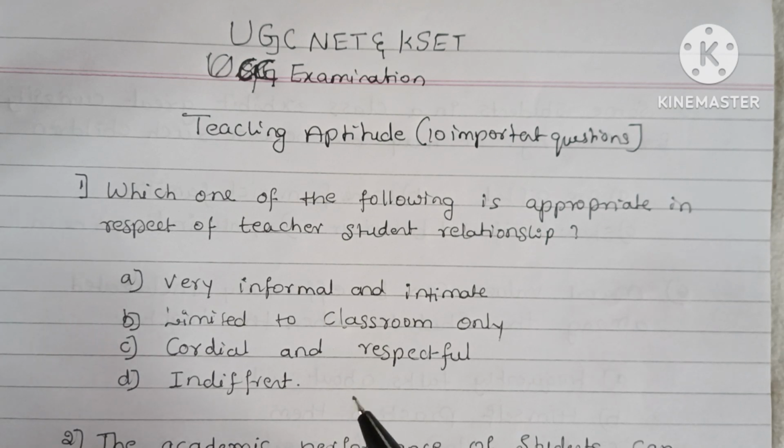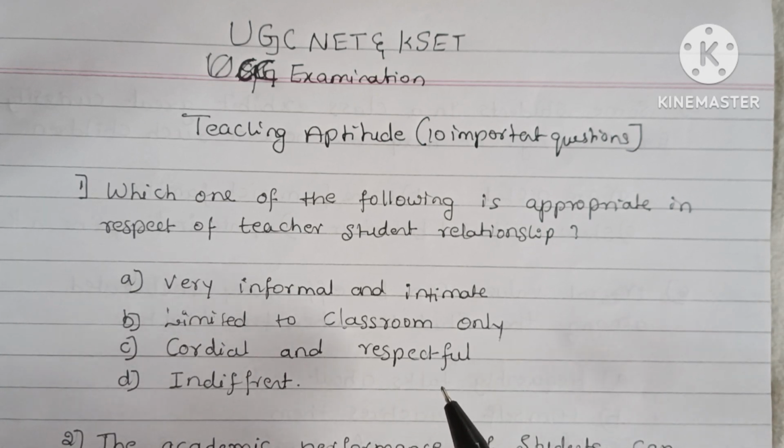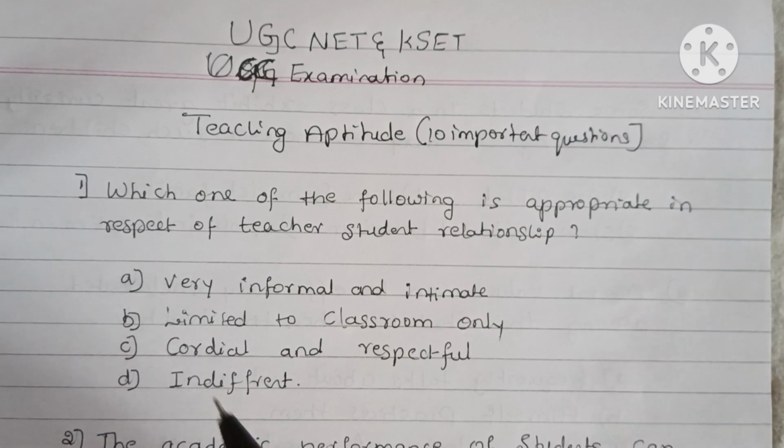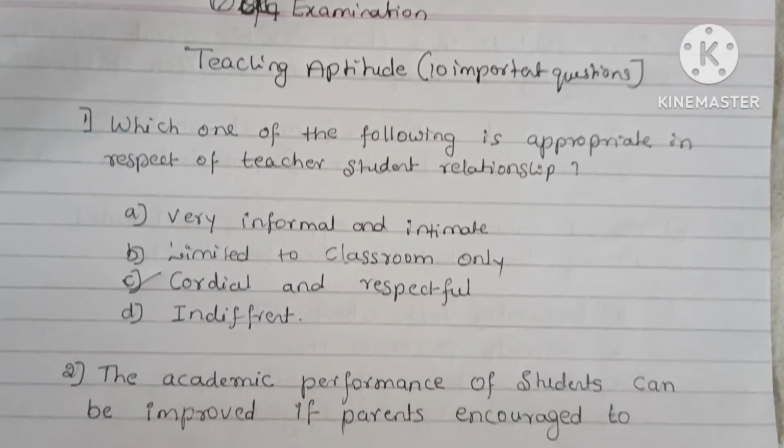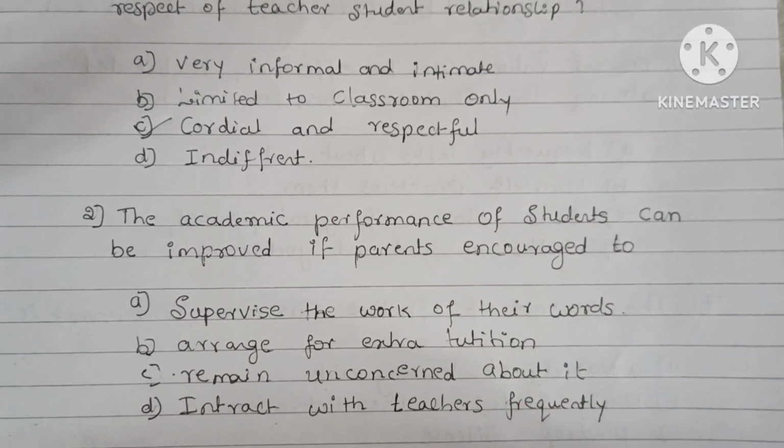It lowers the behavioral problems in the students, improves their academic performance and makes them better citizens. So, the appropriate relationship between teacher and student should be cordial and respectful. So option C is the right answer. Next, come to second question.